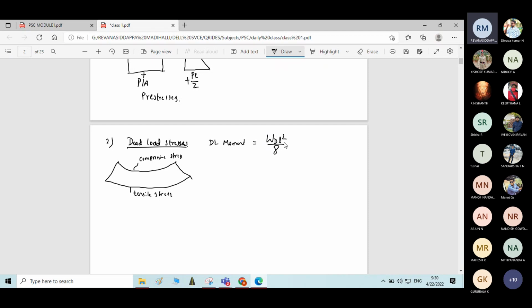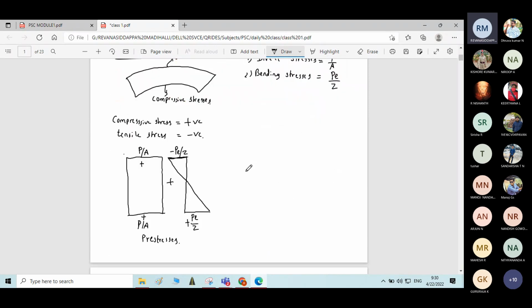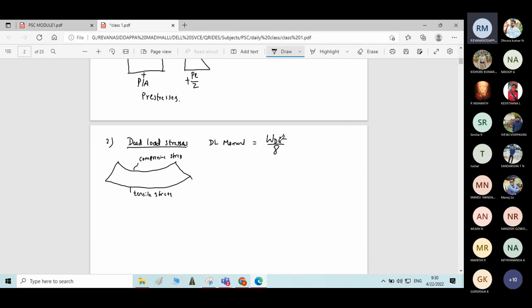If you know the cross section multiplied by the density of the concrete, that will give the dead load. If you assume the nature of support as a simply supported beam, then the moment due to dead load will be WL square by 8. Okay, moment due to dead load will be WL square by 8. I'll denote it as MG.